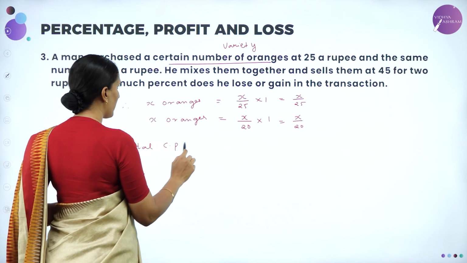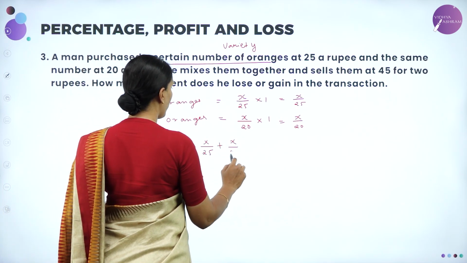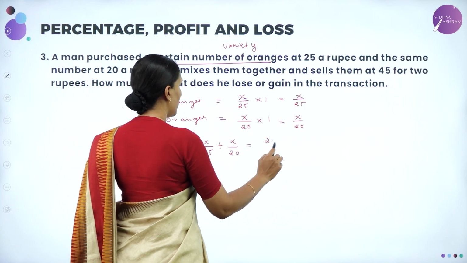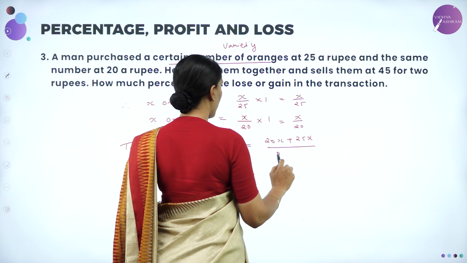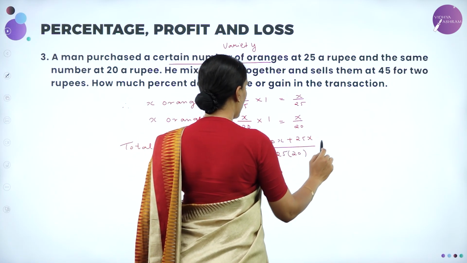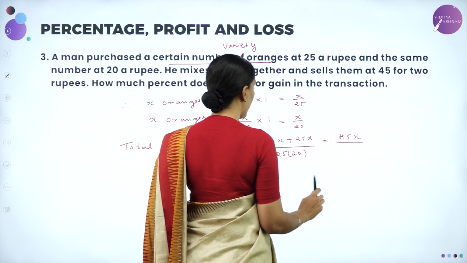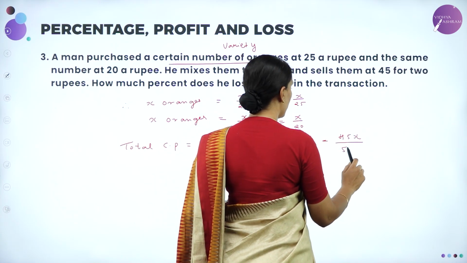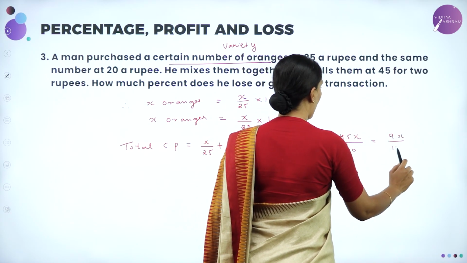So the total cost price will be equal to x by 25 plus x by 20. So this is equal to (20x plus 25x) whole divided by 25 into 20, which is equal to 45x divided by 500. So that is equal to 9x by 100.